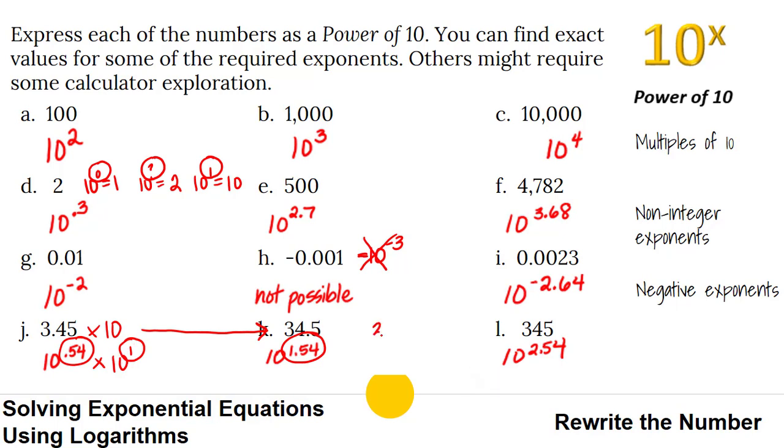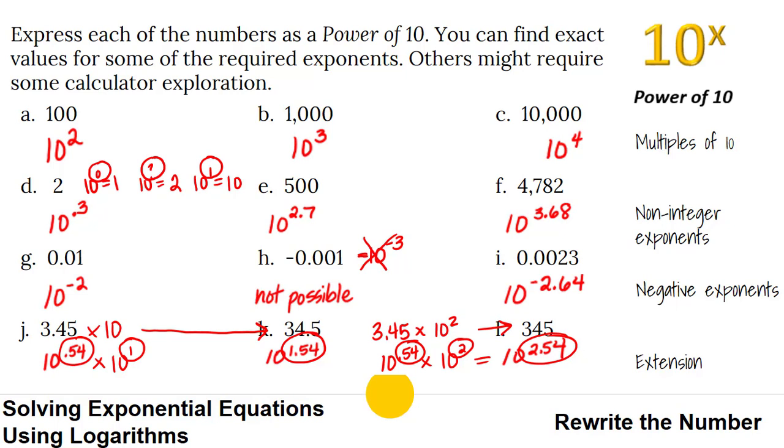We can do the same thing with the 345, thinking about that being 3.45 times 10 squared, then using our rules of exponents, we can see that if we add those, we get 2.54. This is a nice extension for students and a great way to think about the exponents and powers of 10.